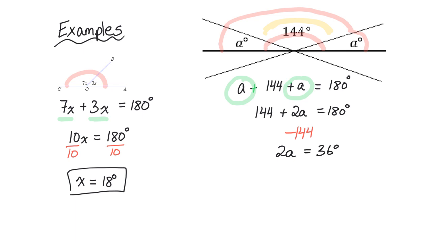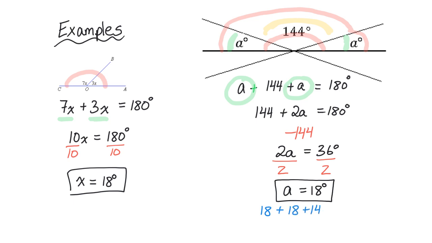So 36 degrees, it's what's left over here and here. But 36 degrees is both of the A's together. I want to know what is just A by itself. So since there's two of them, I'm going to divide by 2 to just get the A by itself. So that means that A must be 18 degrees. And you can always check your work. 18 plus 18 plus 144. Type that into your calculator. You should get 180 degrees.